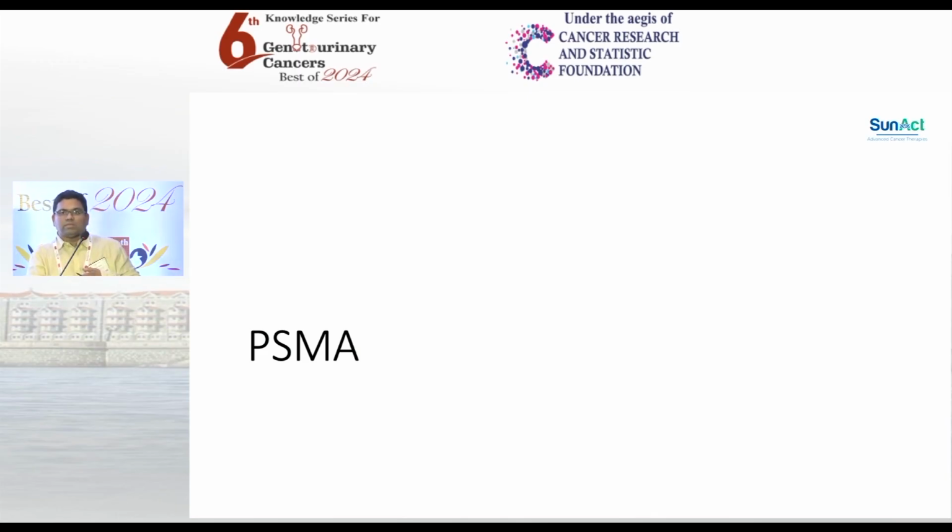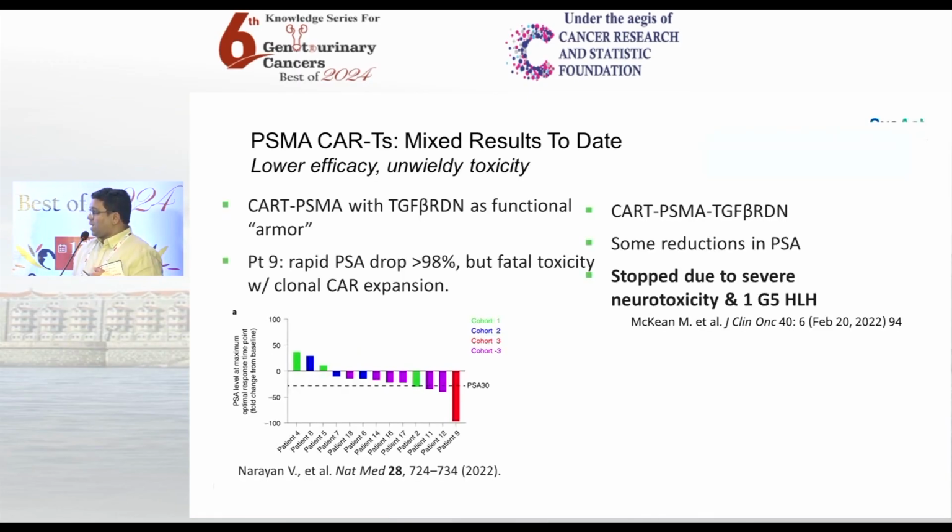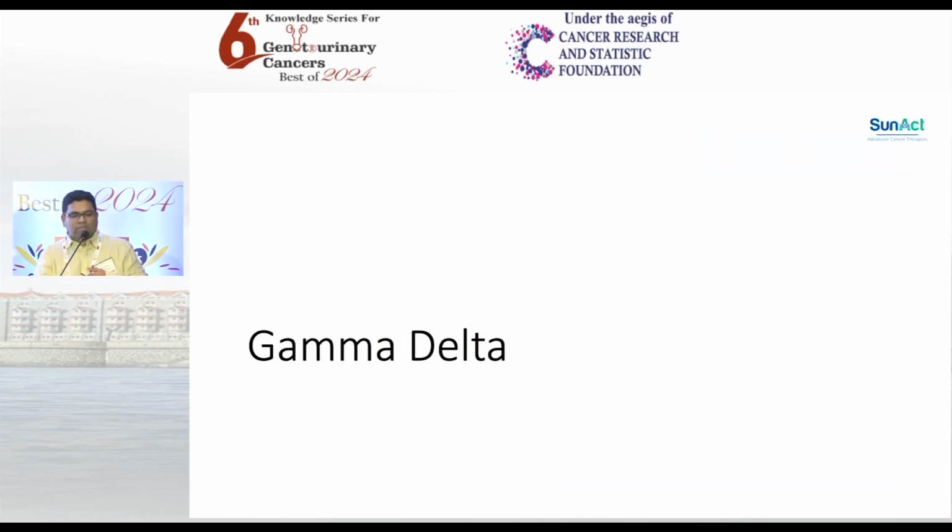Now, a warning with respect to PSMA. PSMA actually gives better responses, but remember, PSMA is expressed also in liver, also in lung, and also in brain. The development for PSMA had to be stopped due to severe neurotoxicity which was seen in these patients. What has come with respect to PSMA is logic gating, where you logic gate it for loss of heterozygosity, which is not there in the tumor but present in the normal tissue. So if both of these things are seen, then the PSMA CAR T gets activated, but that at present is undergoing phase 1 testing.